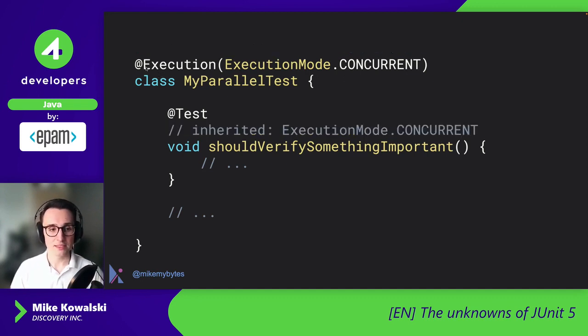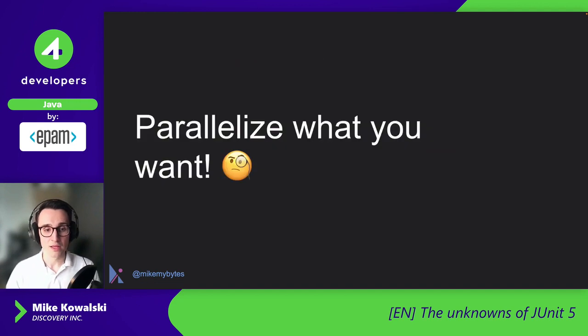However, in many cases, it's enough to use this annotation only on the test class level. If we do so, it will propagate down to all our test cases. So it means that not only our test class will be run in parallel to the others, but also all its test cases will be run in parallel. This gives us a really nice opportunity to parallelize only what we want. But the question is, what do we want to parallelize?